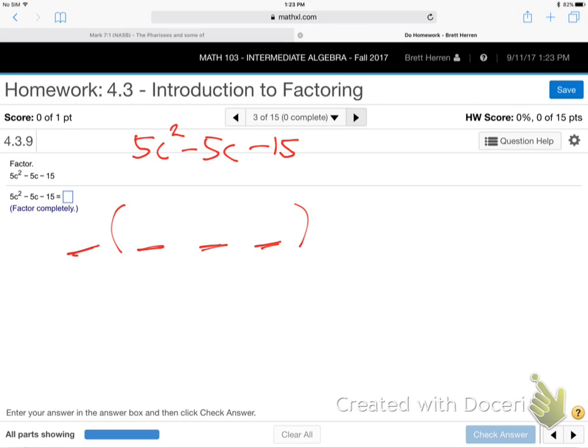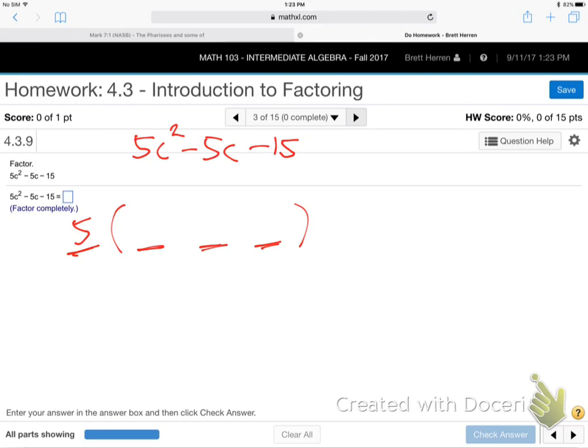Give you a second there. Okay, so what goes into all 3 of those? 5. Now, what about the C? What do we do with the letter stuff? Yeah, they don't all have a C, do they? The last one, the 15, he's got no letter at all. So they don't all have a C in common. So just the 5 goes in the front. No letter is in common to all of them.